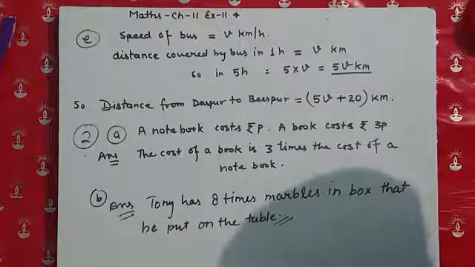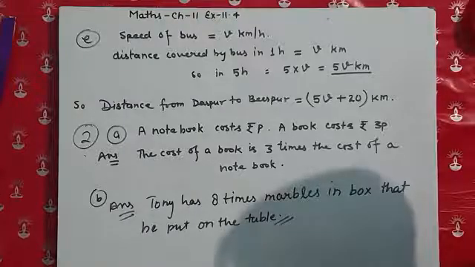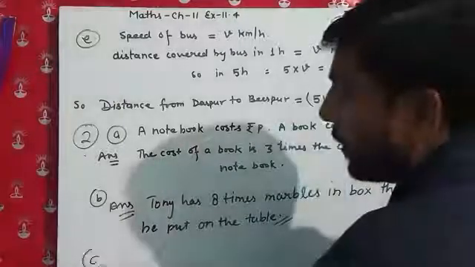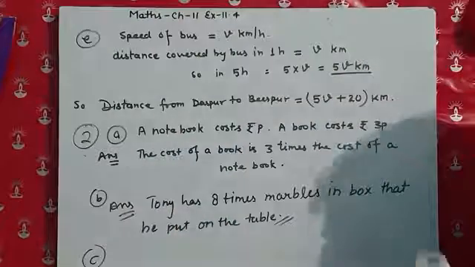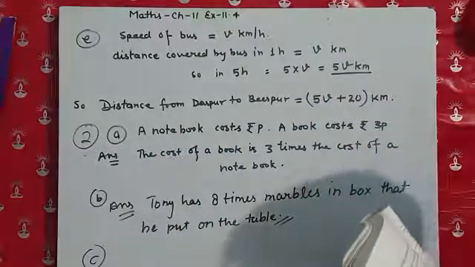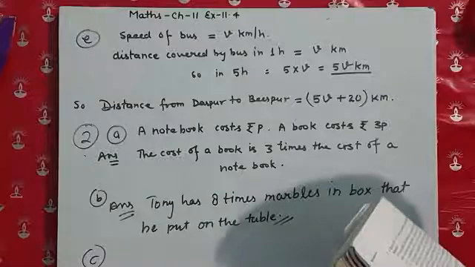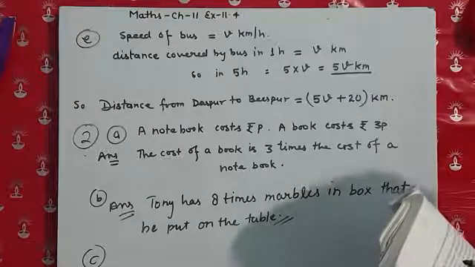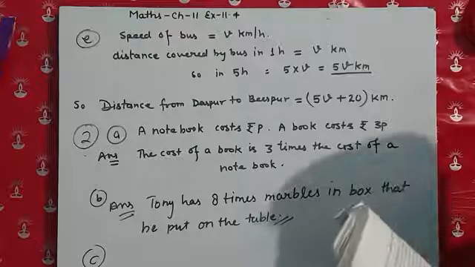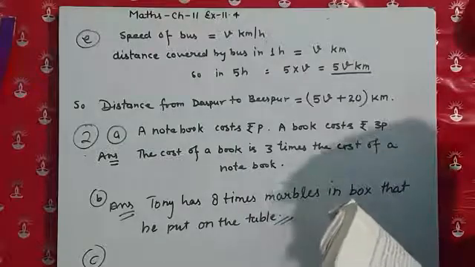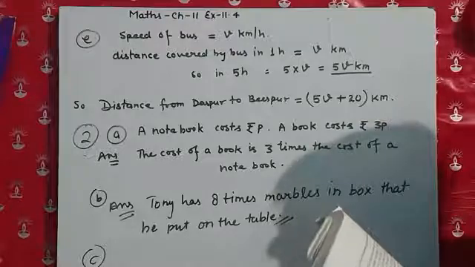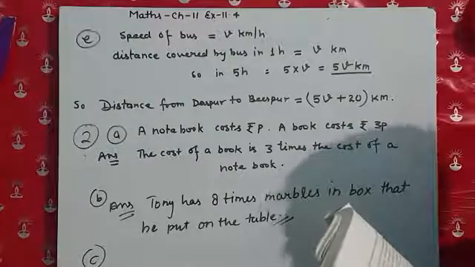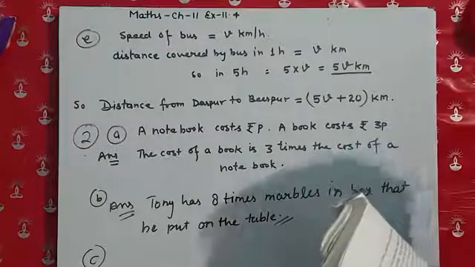Our class has n students, the school has 20n students. So here in the C part, one class has n students and the total is 20n students. Means how many classes are here? Our class has n students. That means in one class there are n students, and in the school there are 20n students. So what is the simple logic? That there are 20 classes here.